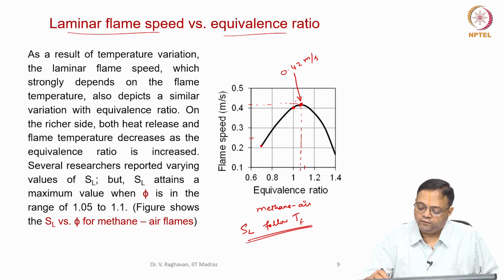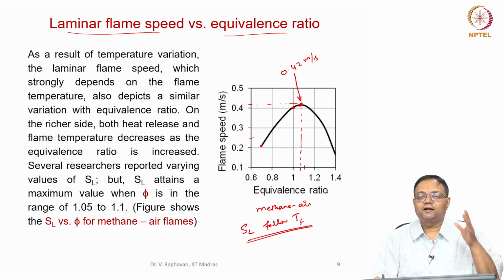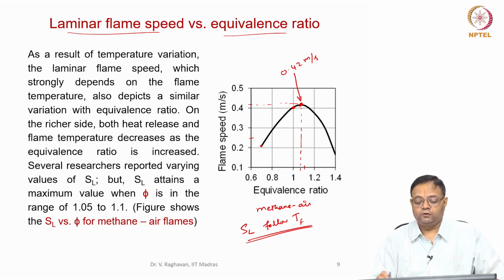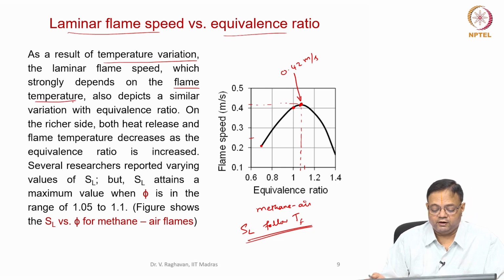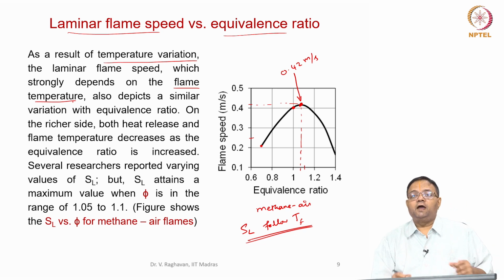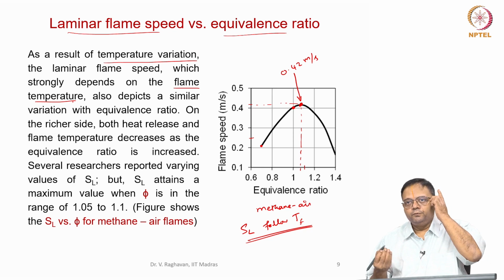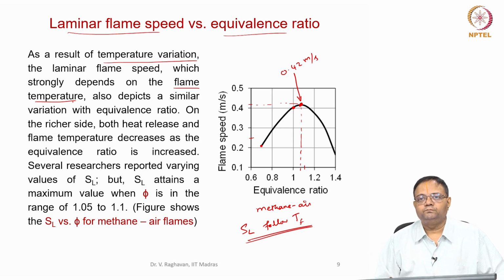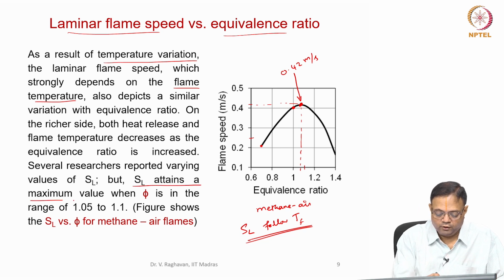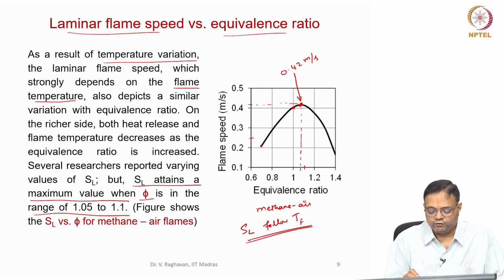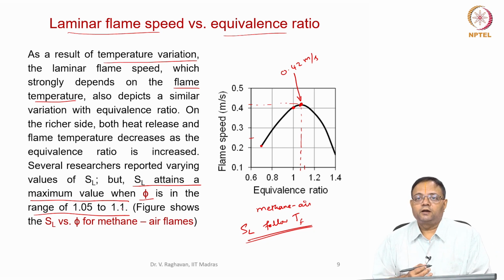That is why the trend of the SL variation with equivalence ratio follows exactly the variation of TF with the equivalence ratio. As a result of the temperature variation, laminar flame speed, which strongly depends on the flame temperature, we can theoretically show that. I will show you that in the next slides. So, as indicated by the luminosity in the experiments, the flame speed also depends on the flame temperature and exactly follows its trend. SL attains the maximum value when phi is in the range of 1.05 to 1.1, exactly the trend followed by the adiabatic flame temperature. This is for the methane flames.